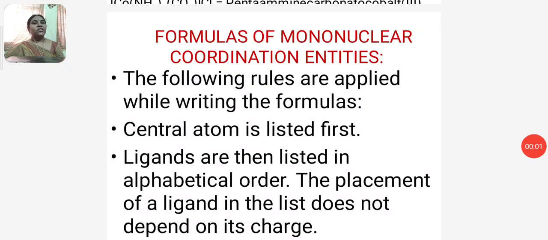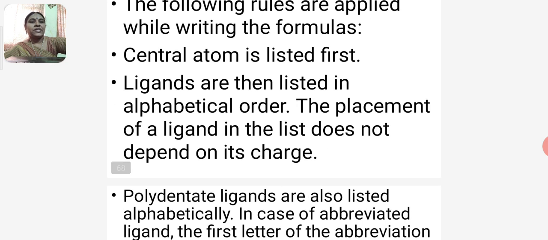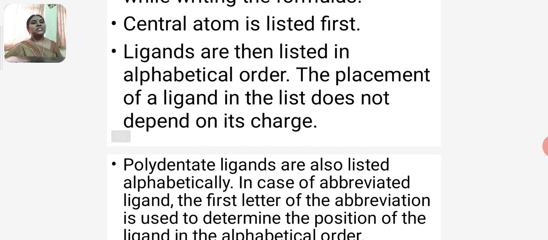So far in our previous session we had learned how to name the coordination complexes following the IUPAC rules. Now let us see how the formulas of mononuclear coordination entities can be written. The following are the rules to be applied while writing the chemical formulas. Always the central atom is to be listed first, followed by the ligands in alphabetical order.